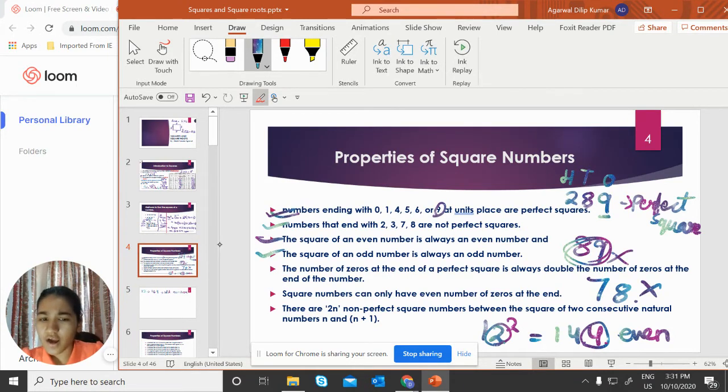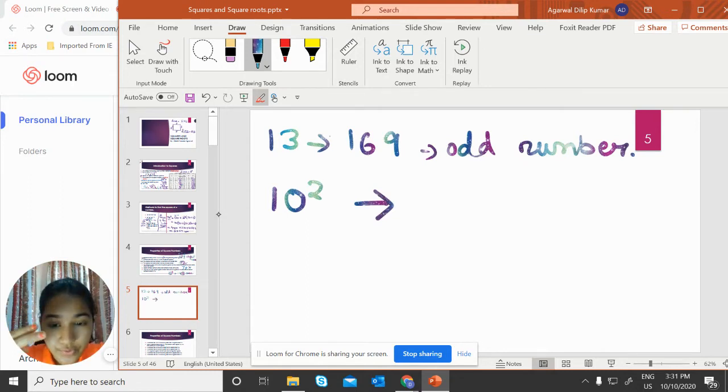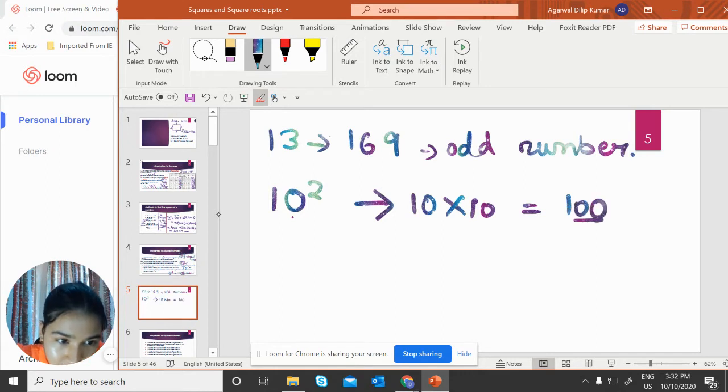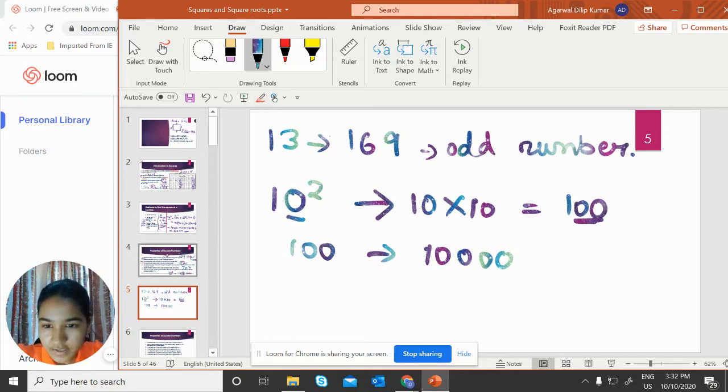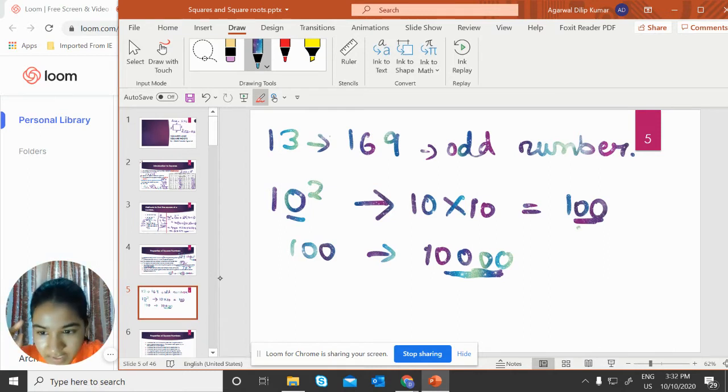What's the next thing? Next, the number of zeros at the end of a perfect square is always double the number of zeros at the end of the number. Which means if you have to find the square of 10, its square will have two zeros, double. So 10 has 1 zero, its square will have 2 zeros, so it will be 100. If it's 100, then its square will be 10,000. Double.